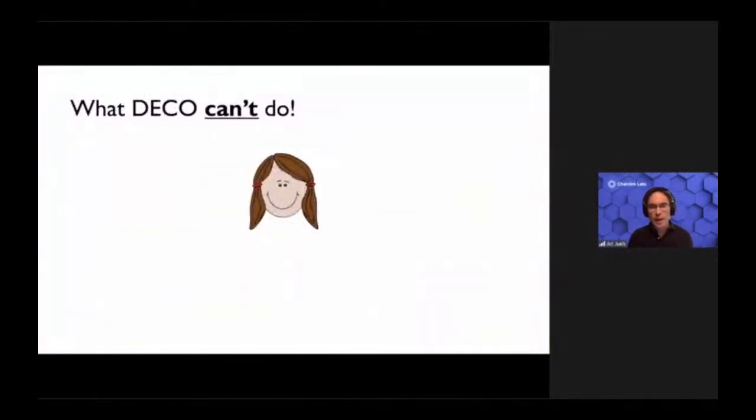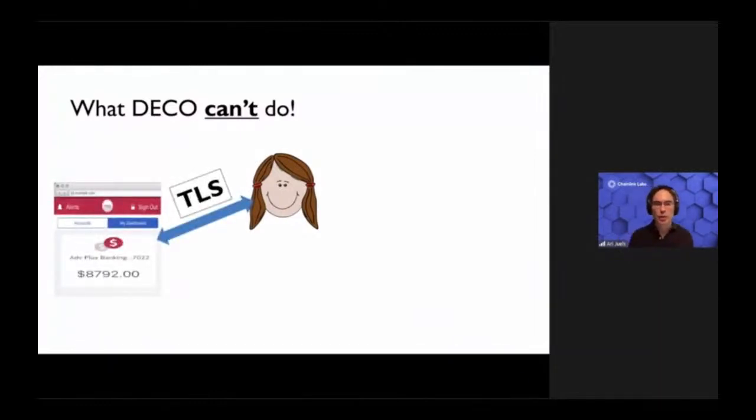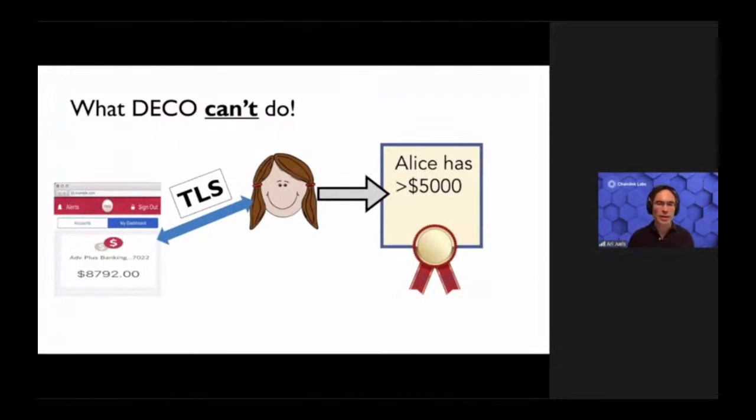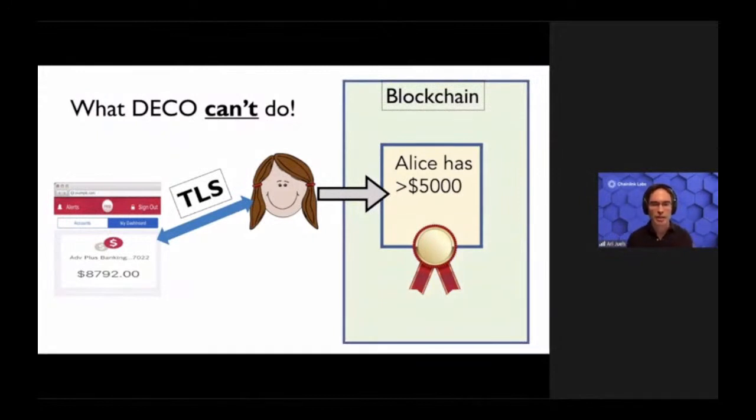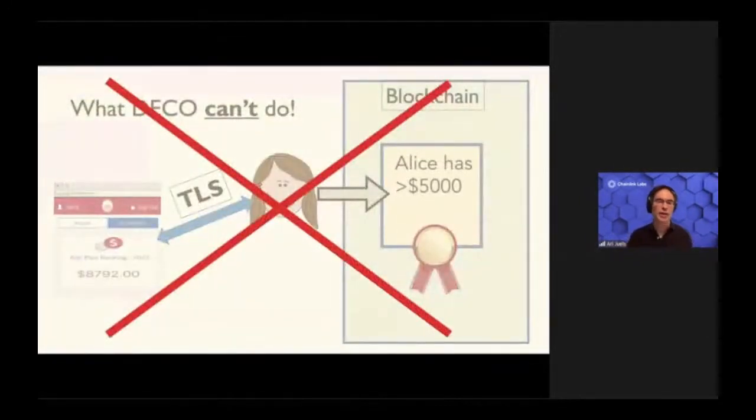Before I wrap up, I want to emphasize, to be clear, that there's one thing that DECO can't do. A user can't log into a website and then unilaterally, on her own, generate a trustworthy DECO proof that she can then put directly on chain. DECO cannot generate such proofs directly. You need to have the Oracle network in the loop.